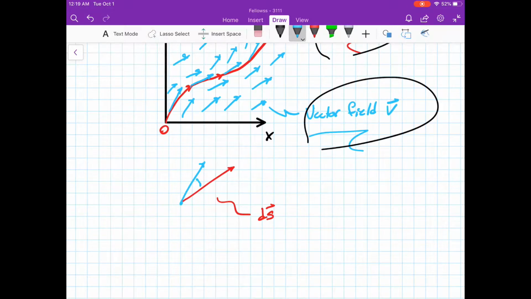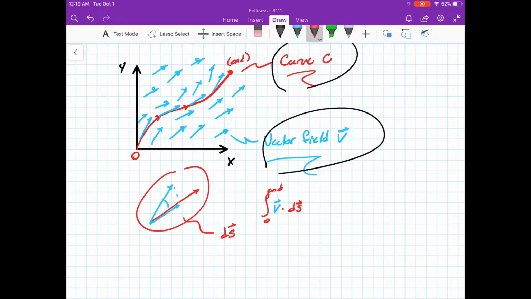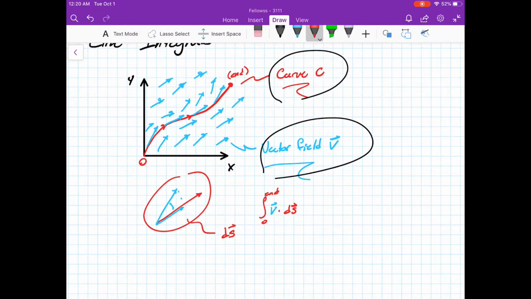Whenever we want the component that two vectors share, we take the dot product. So we take the dot product between these two, and this is V dot ds. That gives us what these two share, and we can integrate all the way over that from 0 to end, and I'll have a more in-depth example. This is kind of just the gist of it, but we're basically adding up everything that agrees.